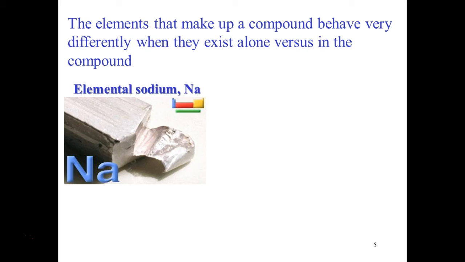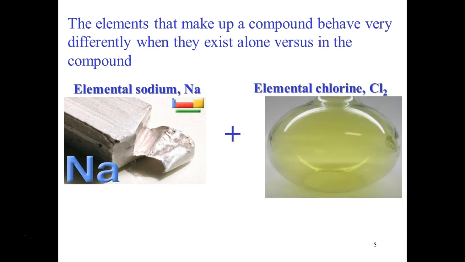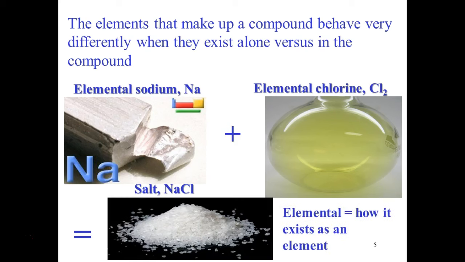So let's look at, for example, the element sodium, which we looked at in class. The element sodium looks like this. It's a metal, and it cuts like butter. The nonmetal chlorine is a gas, and when you combine sodium and chlorine to make sodium chloride, it's very different. This is sodium chloride, which is just table salt right down the bottom.